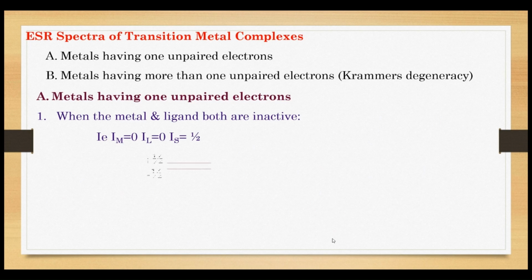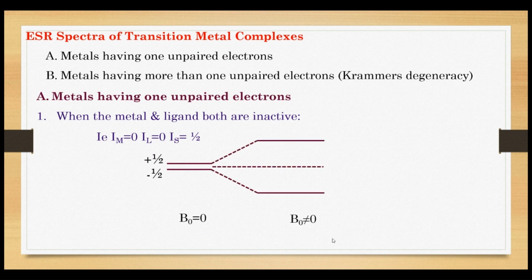And you know that there will be 2I plus 1 degenerate levels. Here the I value is 1 by 2, so 2 into 1 by 2 plus 1 is 2. Then two degenerate levels will be there. That is, in the absence of a magnetic field, there will be two levels, plus 1 by 2 and minus 1 by 2. When a magnetic field is applied, this degeneracy breaks and it will split into two levels, one minus 1 by 2 level and the other plus 1 by 2 level. So only one transition is possible.